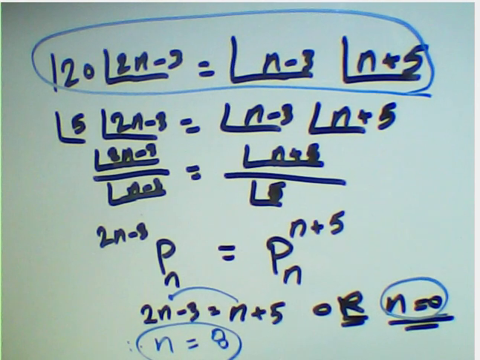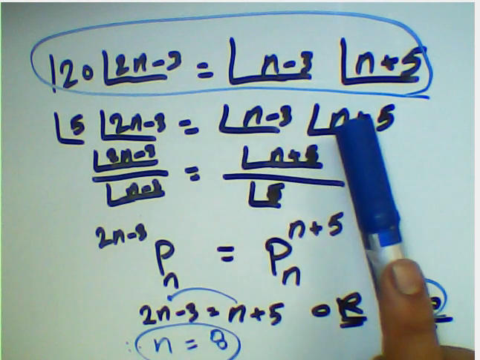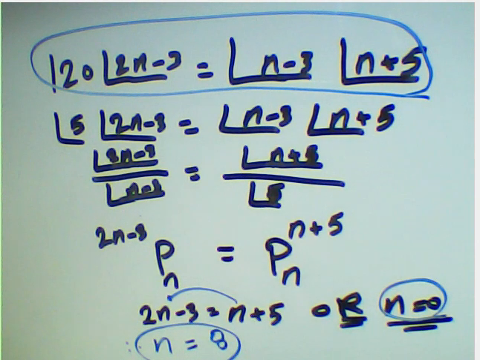The solution set of this example, factorial 120 factorial 2n minus 3 equals factorial n minus 3 multiplication factorial n plus 5, then n will be equal to 8.